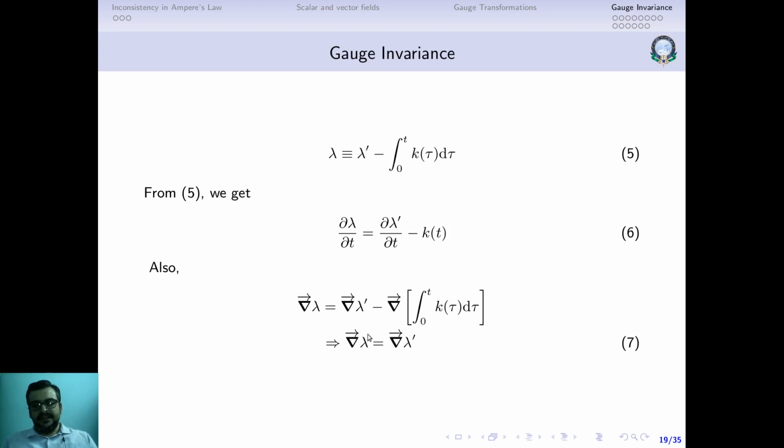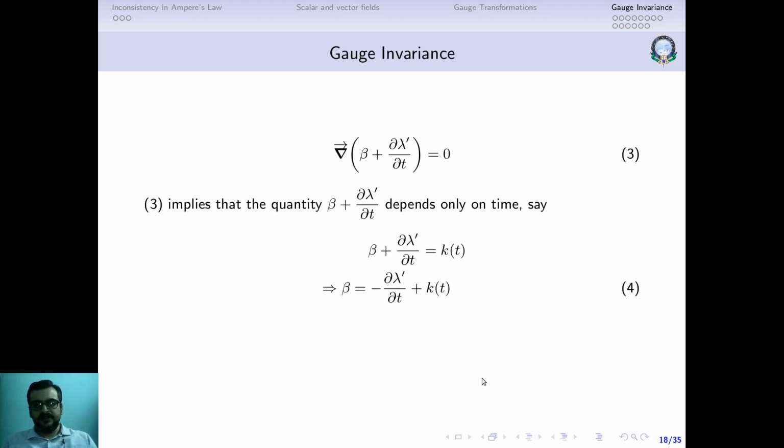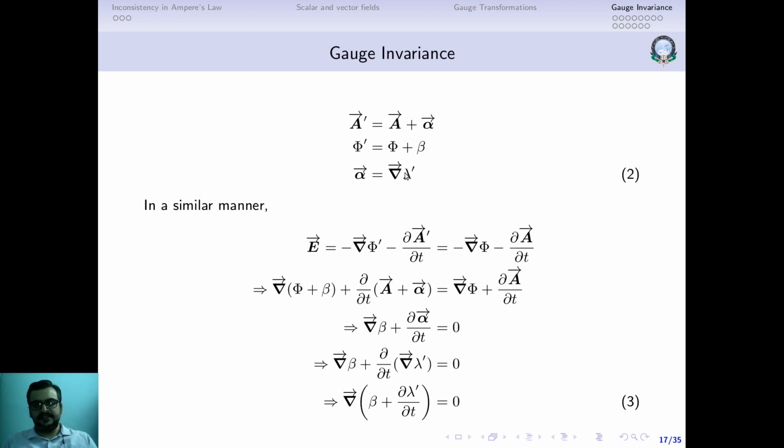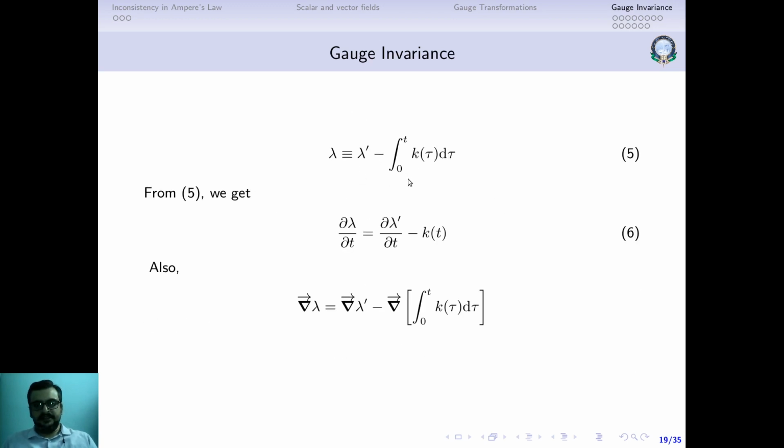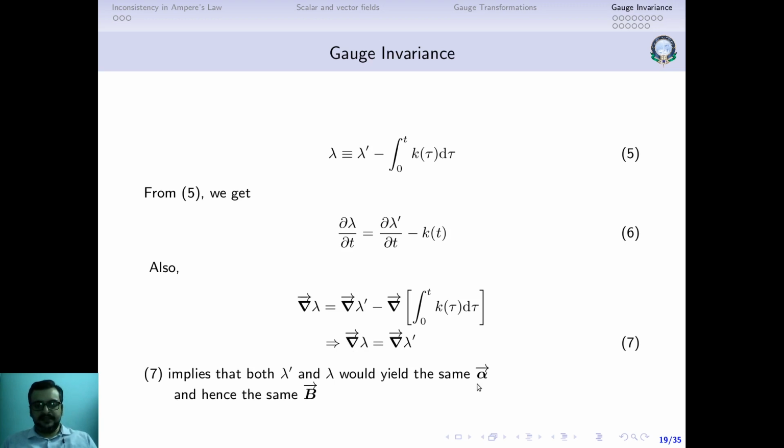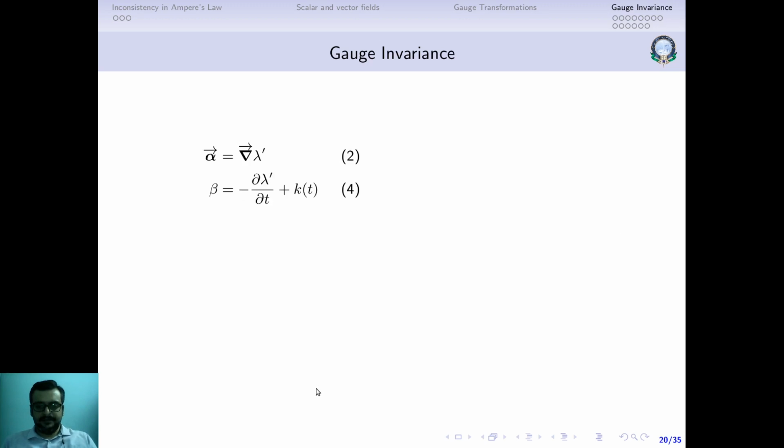If the gradient remains the same, that means alpha will also be the same. Why should alpha be the same? Because alpha is equal to the gradient of λ', and here we have shown that the gradient of λ' is equal to the gradient of λ. So whether you choose the original λ' or you choose this λ, in both cases we will get the same value of alpha. And if you get the same value of alpha, then we should get the same value of B, because A' is equal to A plus alpha. In both cases the magnetic field is B. So choosing λ or λ', either of them will give us the same magnetic field B.